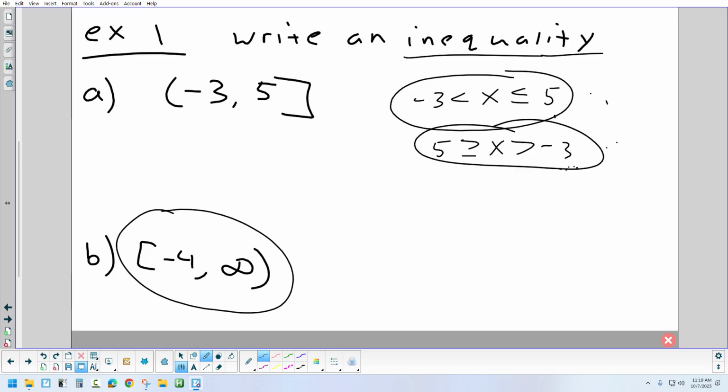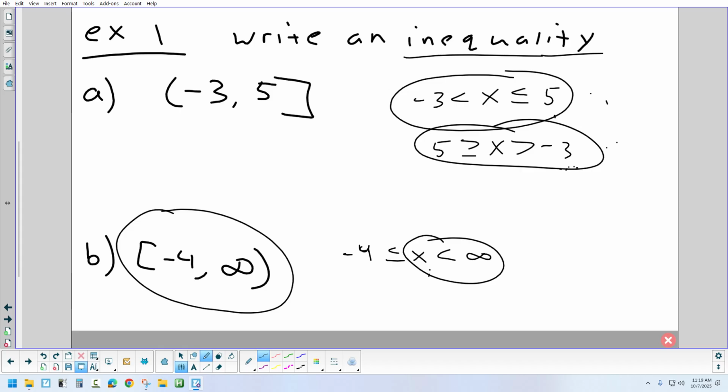-4 is less than or equal to x is less than, oh no, infinity? Less than infinity? Like that? It's not feeling good. Okay. We could shorten that a little bit. What is this telling me? That's basically telling me what? Not quite. What does this mean? The part that I circled.